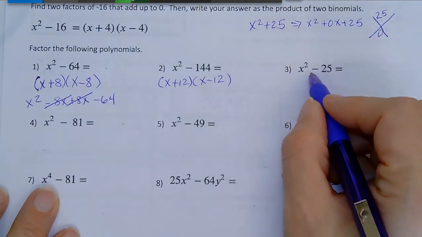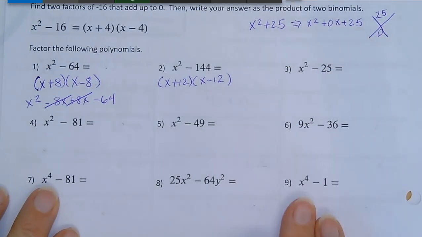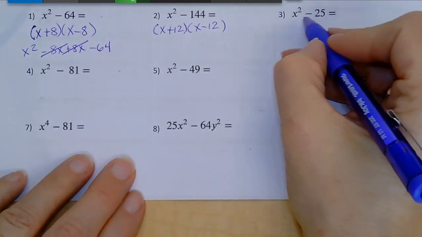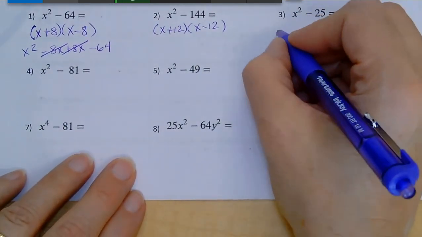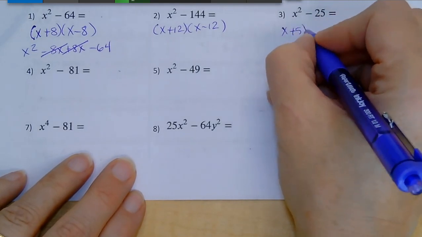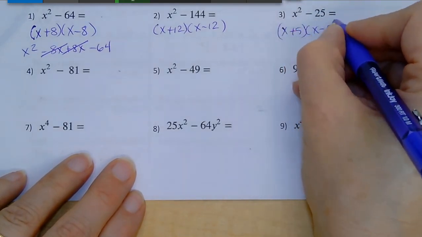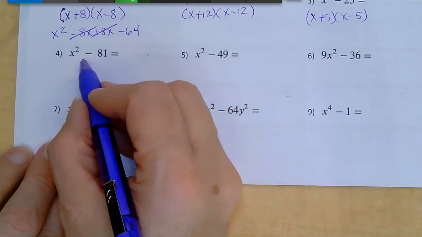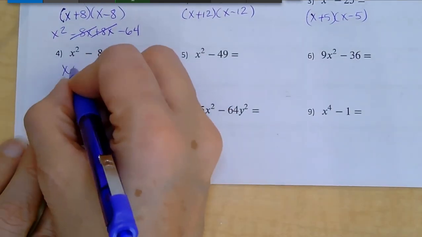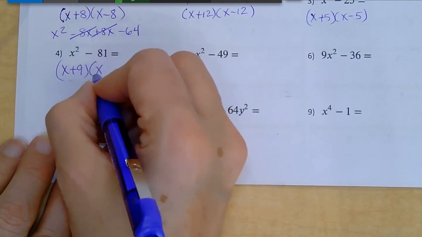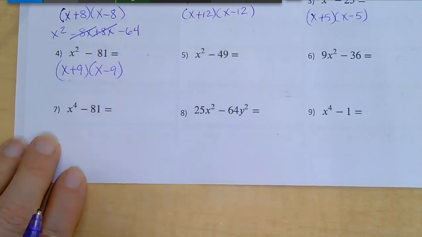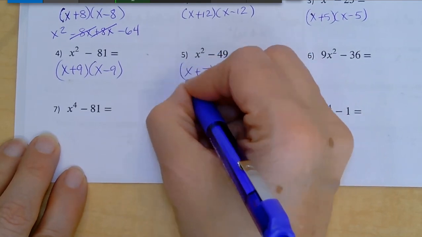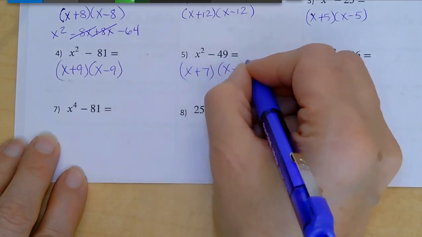It's got to be the difference of squares. All right, so x squared minus 25. I have a perfect square, I have a perfect square. This is a difference of squares, so I'm going to write it as x plus 5 times x minus 5. Perfect square, this is a difference of squares, x plus 9 times x minus 9. Perfect square, if you do this enough times, it'll be forced into your mind.